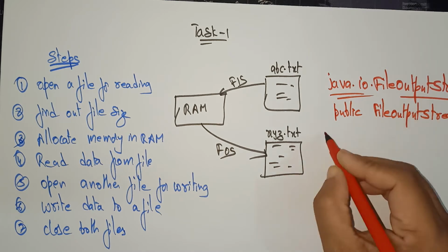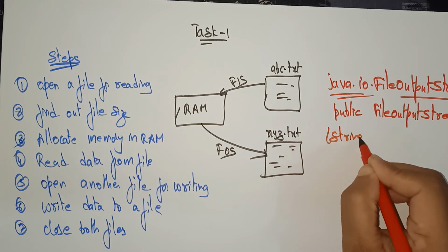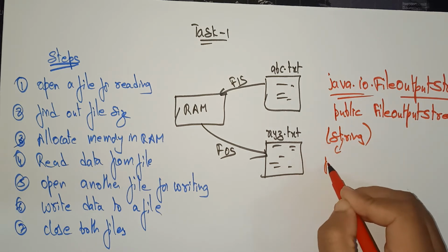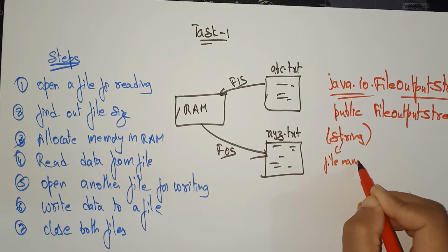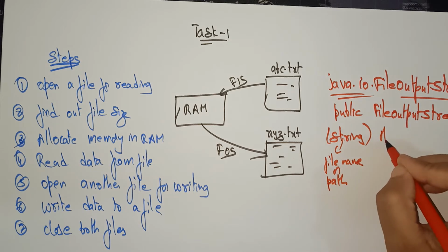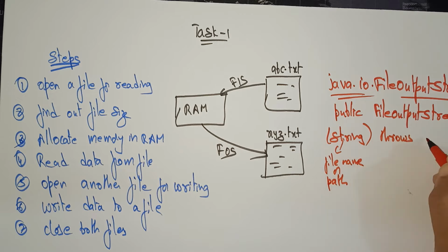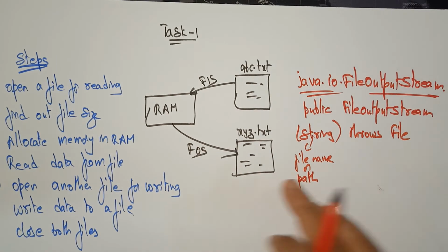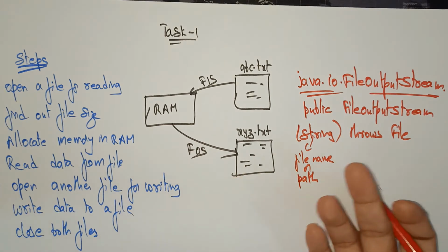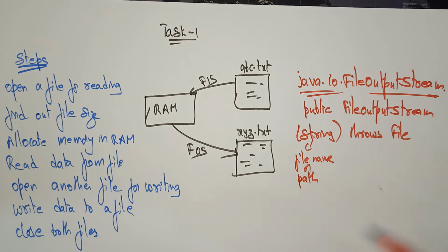So whatever the string is, this string is nothing but the file name or a file path. In this place you can give the file name or path. So what exception does it throw? It throws FileNotFoundException. Output means you have to write the data to that file, right? So if that file is not present, it has to throw the exception.